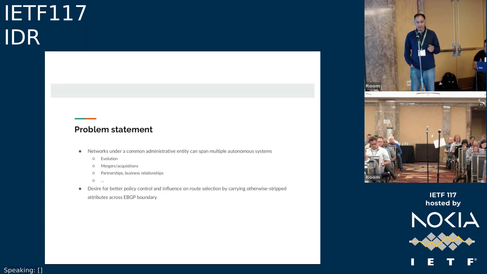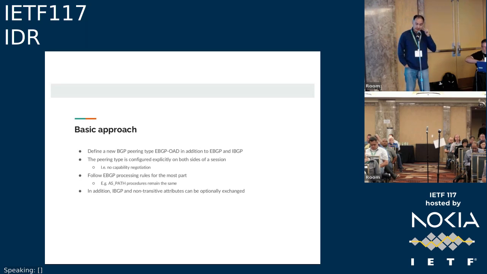Networks today have a common administrative entity that spans multiple autonomous systems. That could be by evolution, or mergers and acquisitions, and partnerships and whatnot. Typically when you cross eBGP boundaries, you lose attributes, and we want to have those attributes carried across different ASes for better control. This is predominantly for ASes under a single administrative domain, not just a random set of eBGP ASes.